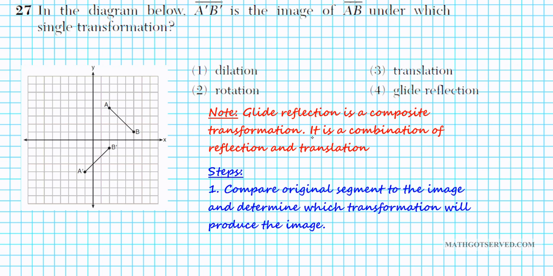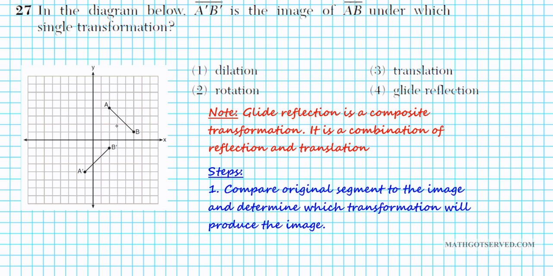So the step we're going to use to solve this problem, we are going to compare these two segments, the original one and the image, and we're going to see which of these transformations can produce this image from AB. So let's take a look at what we have here. Dilation doesn't really apply here because if you notice, this is 3 by 3 and this is 3 by 3, so they have exactly the same length. It's not any bigger or smaller.